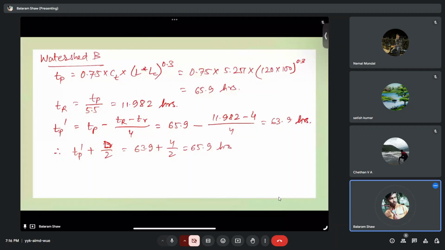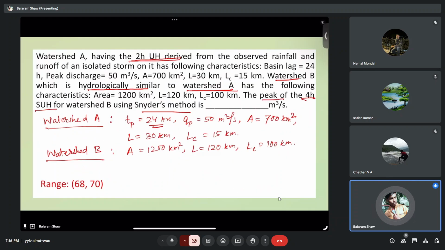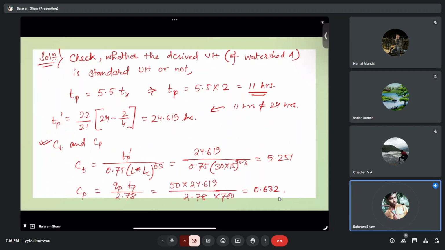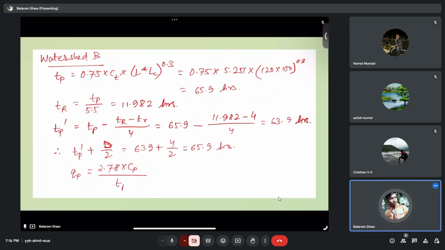Okay. So QP equals 2.78 into CP, because we need the peak of the 4-hour unit hydrograph. So QP equals 2.78 into CP by TP dash, that is equal to 2.78 into CP, how much did we get? 0.632 divided by TP, how much did we get? 65.9.